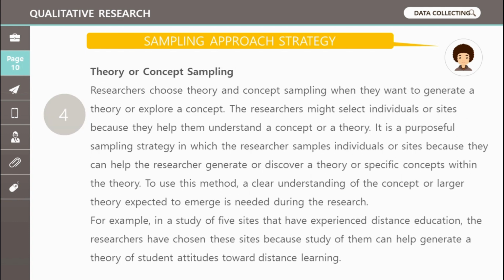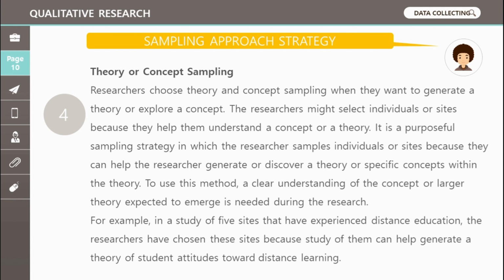The fourth strategy is theory or concept sampling. Researchers choose theory and concept sampling when they want to generate a theory or explore a concept. The researchers might select individuals or sites because they help them understand a concept or a theory. It is a purposeful sampling strategy in which the researcher samples individuals or sites because they can help the researcher generate or discover a theory or specific concepts within the theory.